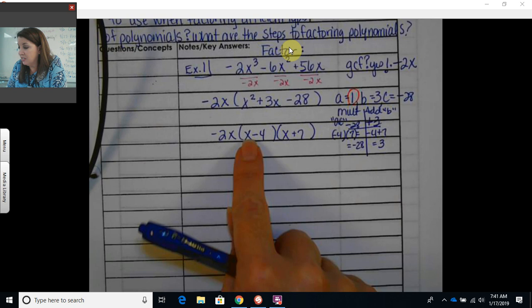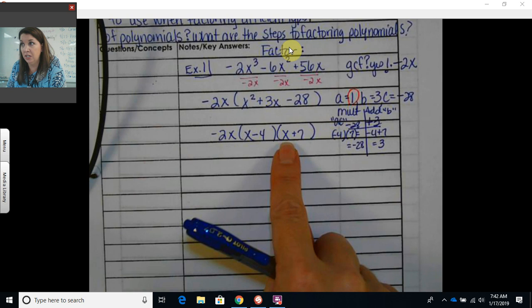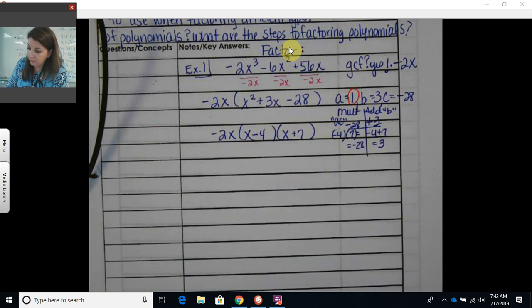What's inside parentheses? This is a linear polynomial. This is linear. If it's linear, the only way to factor it is if there's a GCF. We don't have one, so we know we're finished factoring. Okay? Anybody have questions on that?